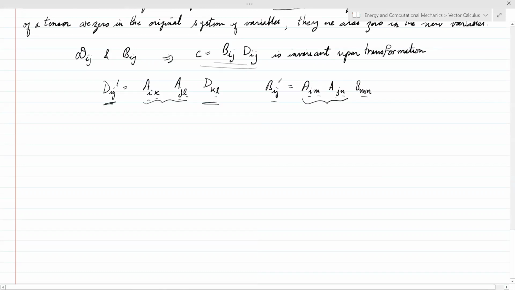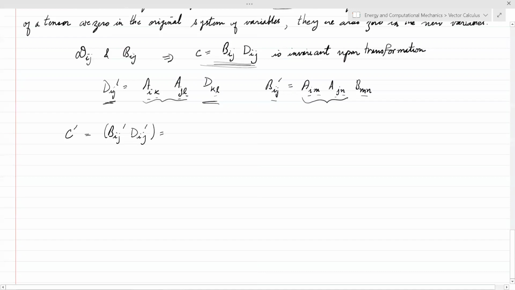So if I want to do a transformation on this, I can do C prime. If it's C prime, that must have Bij prime, Dij prime. So then I just substitute what Dij prime and Bij prime are. So let's first substitute each of these. I have AIN, AJN, BMN, and I have AIK, AJL, DKL.